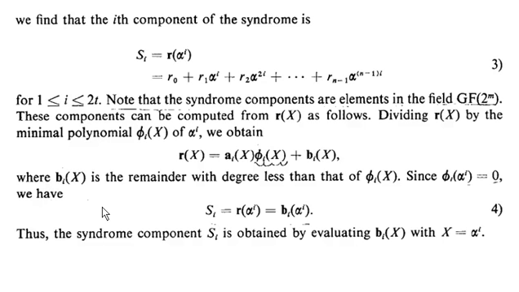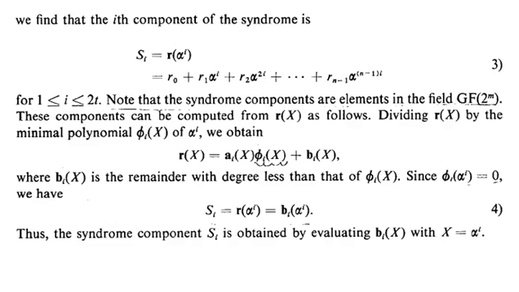Then we have Si equal to R of alpha raised to i equal to b i of alpha raised to i. Thus the syndrome component Si is obtained by evaluating b i of x with x equal to alpha raised to i. So first we find b i of x by dividing R of x by the minimal polynomial. Then using that remainder we find the syndrome Si, by replacing x with alpha raised to i. So this is the general algorithm to find this.